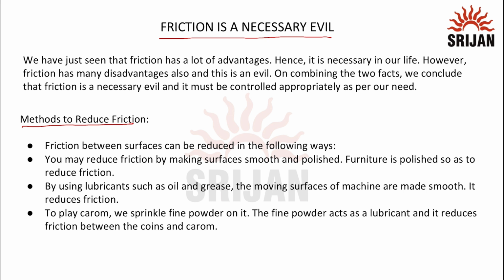The first way is by making the surface smooth, because we know friction acts in a lesser amount on a smooth surface, but once the surface becomes rough, the amount of friction also increases. Therefore, that is the reason we always polish furniture. Using lubricants such as oil and grease also reduces friction, and the moving surfaces of machines are made smooth. Whenever you play carrom, you always sprinkle fine talcum powder on it. This is also because carrom is made of wood and the surface of wood is rough. Once you sprinkle the talcum powder, the surface becomes smooth.